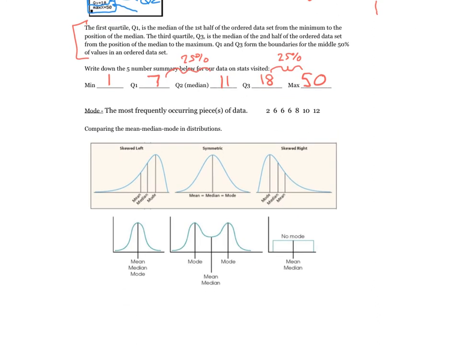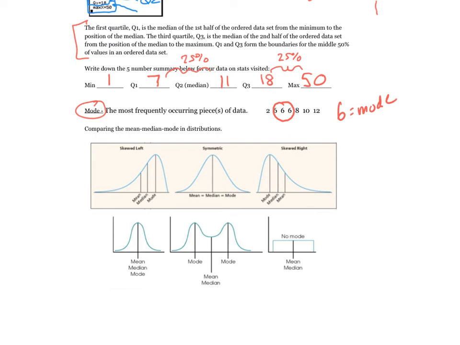The last measure of center that we're going to talk about is the mode, and this is the one that's used the least frequently, but we're still going to talk about it. So the mode is the most frequently occurring piece of data. So in this case, this little set of numbers over here, there's 3 6s, so 6 would be the mode.